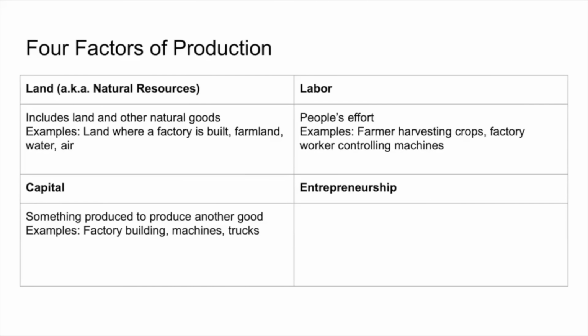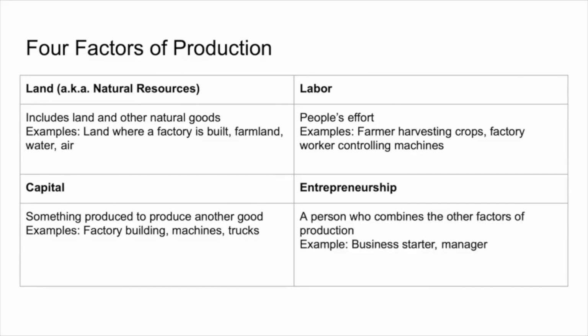Capital is something produced to produce another good. Examples include factory buildings, which hold workers and machines that produce a good, machines, and trucks. Trucks is a tricky one, but it transports goods, and getting goods to a place where consumers can buy them is part of the production process. And finally, entrepreneurship, a person who combines the other factors of production. So this is typically people who make decisions.